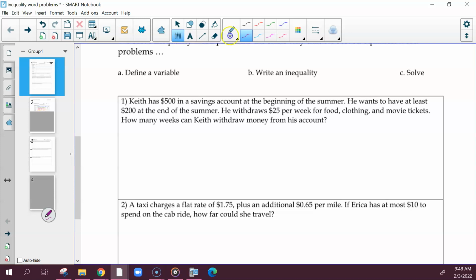Important things. He has $500 at the beginning of summer. He wants at least $200 at the end. He withdraws $25 per week. And we're looking for how many weeks?